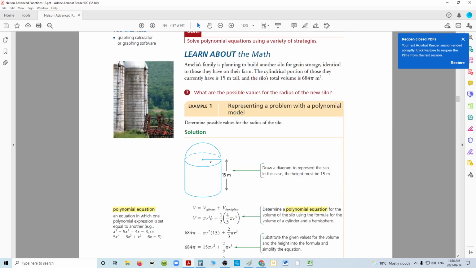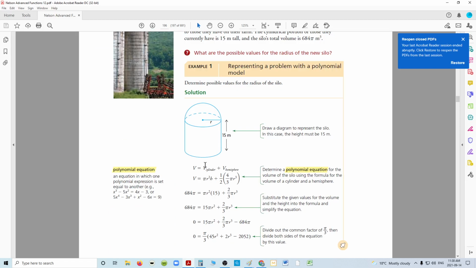Here's a silo with a domed roof, and they ask you to develop a quadratic equation for it, for the volume. Well, half a sphere you'd have to look up. Here's the full sphere here, and then they take half of it here. And then they add it to the volume of the cylinder, which is the volume of the circle at the top of the cylinder times its height. Cylinders' volumes are very easy to memorize.